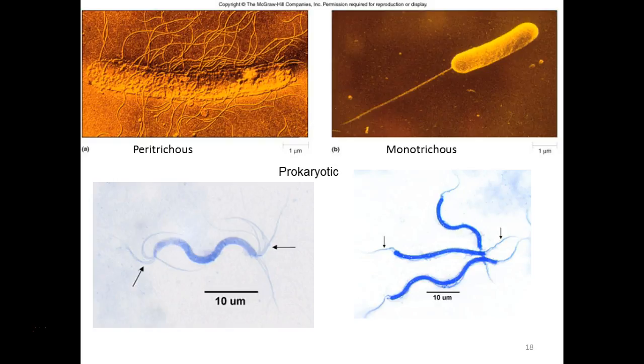What's the shape of these two bacteria? Rod-shaped, or bacillus. What's the shape of the two down here? Spirillum. They're not spirochetes. Spirochetes would be a tighter coil.